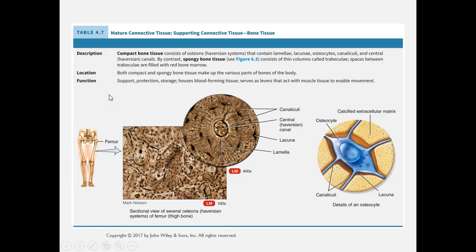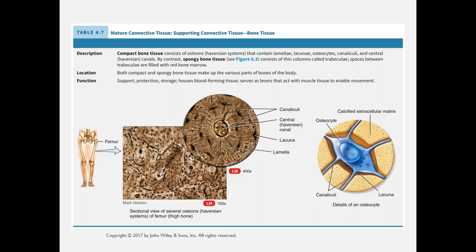So what does bone do? Well, obviously it supports the body, but it also helps to protect the body, such as the skull or the bones of the ribs, protecting the underlying organs. Bone also functions in storage, so it stores calcium so that we can go in and break down a little bit of bone tissue if blood calcium gets low.